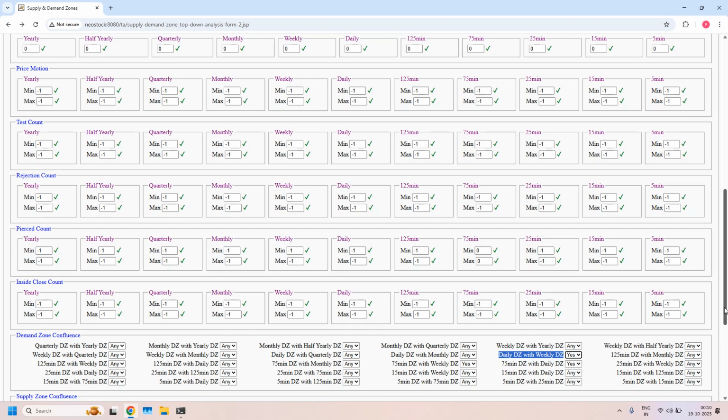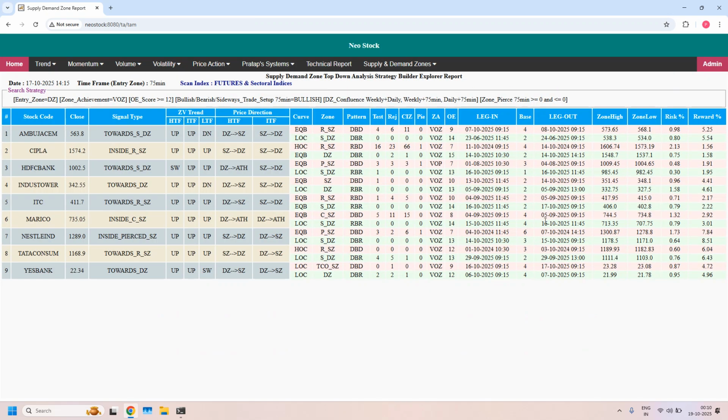By setting all the three filters, 75 minutes, daily and weekly demand zone confluence, we got 9 stocks. In all the 9 stocks, all these 75 minutes demand zones are overlapped with daily demand zone, both together again overlapped with weekly demand zone. And the weekly trend is uptrend: 1, 2, 3, 4, 5, 6, 7, 8. Oh, good. Out of 9, 8 stocks are having uptrend.